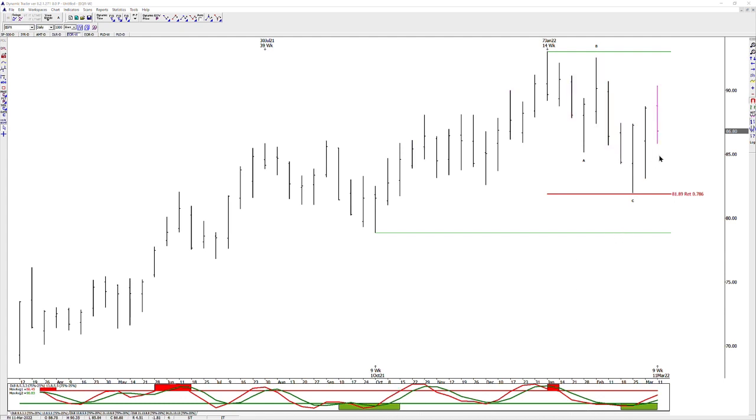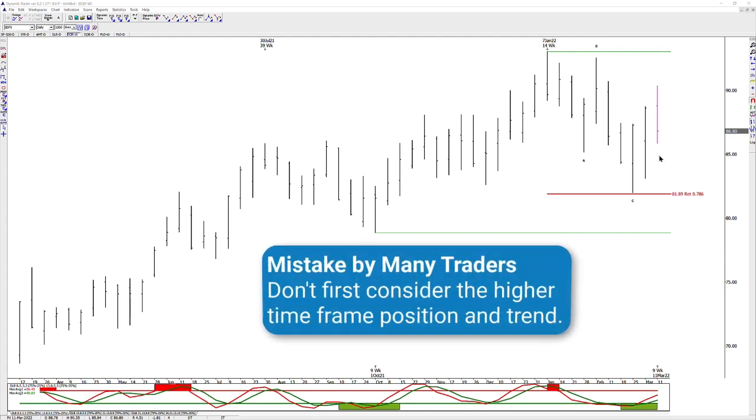So once again, one of the mistakes that can be made is that you don't look at the higher time frame. You always want to look at the higher time frame. Could be weekly if you're looking to trade daily and weekly trends.